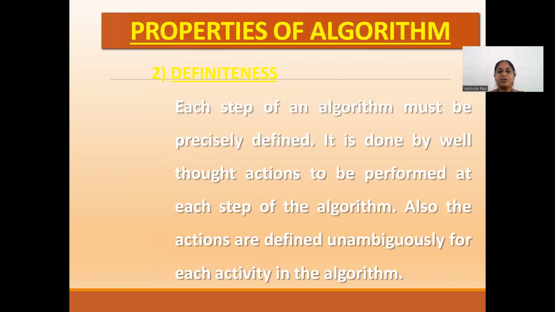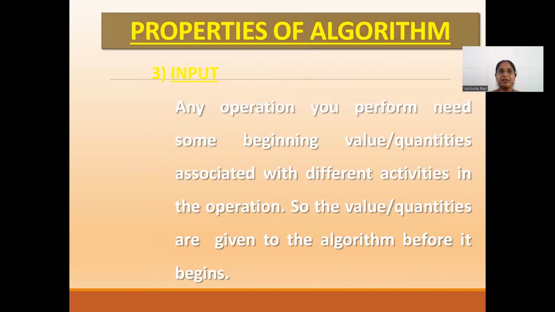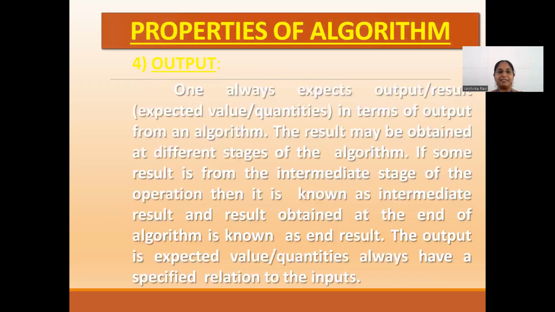Definiteness: each step of an algorithm must be precisely defined. It is done by well thought out actions to be performed at each step of the algorithm. Also, the actions are defined unambiguously for each activity in the algorithm. Next one is the input. Any operations you perform need some beginning values or quantities which are associated with different activities in the operation. So the values or quantities are given to the algorithm before it begins.